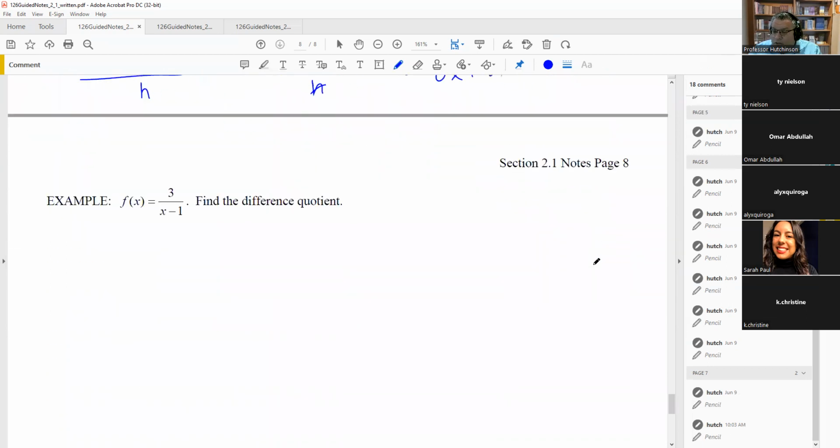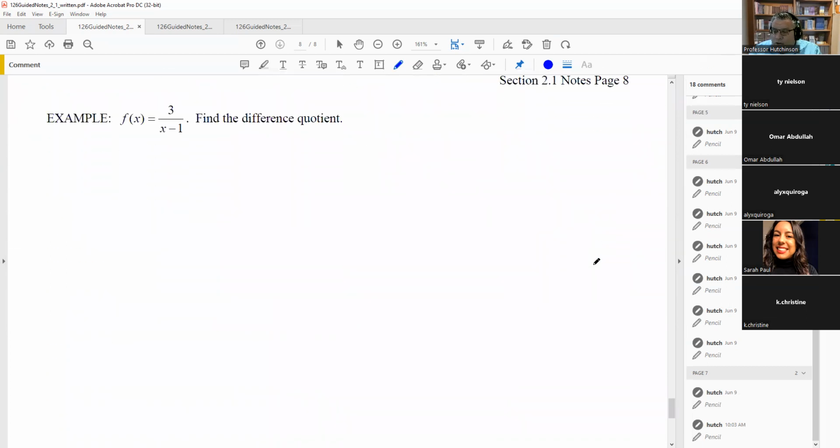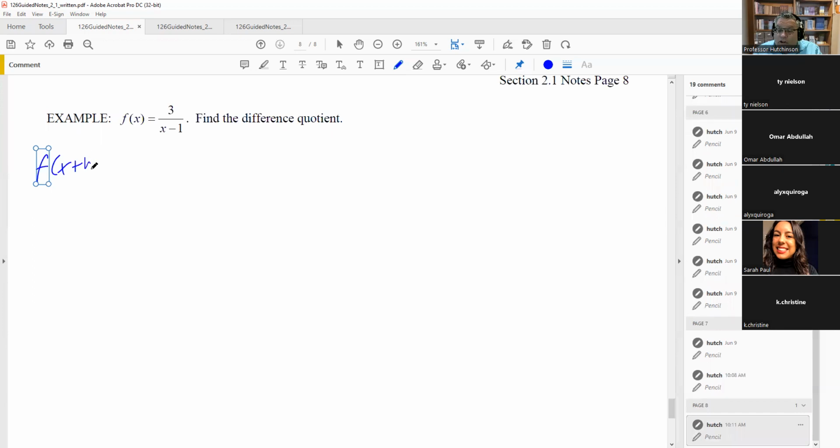So let's do another one, because there's some different problems that they'll have in the homework that deal with difference quotient. So I want to look at a couple different functions here. So I want to do this one, this f of x equals 3 divided by x minus 1. And so, as always, it doesn't matter what the function actually is, you're still going to do the same formula, difference quotient, every single time.